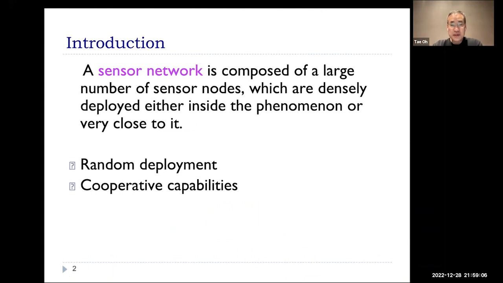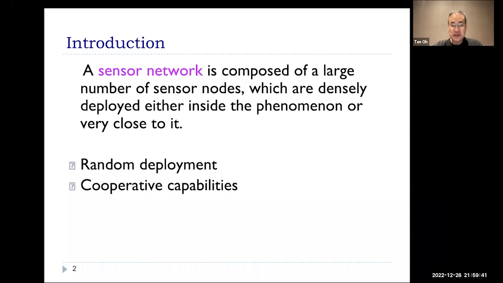So a sensor network is comprised of a large number of sensors. There are many different applications. But a sensor network, when you think about it, is a lot different from existing networks. It's densely deployed, very closely. It could be very wide, and the deployment could differ. There is a random deployment.